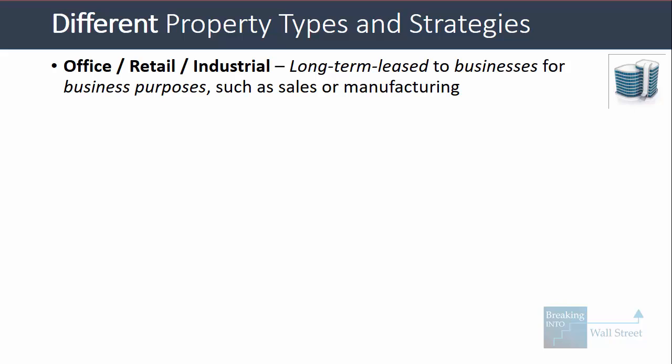When you think about individual properties, the first one that probably comes to mind is an office or a retail property or an industrial property. Anything where it is long-term leased to businesses for business purposes. So a business needs to rent office space and they go and rent office space. And you own an office building where the tenants, these companies, can rent office space. Retail, such as shopping malls or shopping centers, falls into basically the same category because it's leased for the long term to businesses for business purposes. And industrial properties, such as manufacturing plants, also fall into the same area.